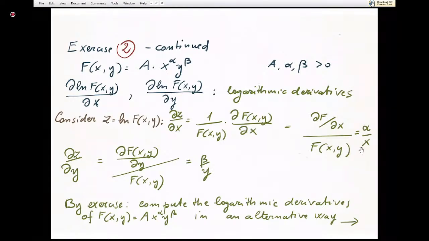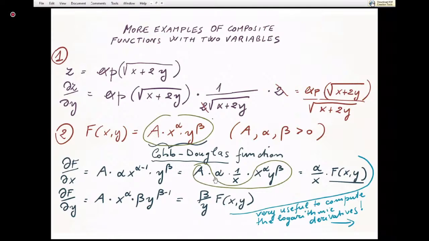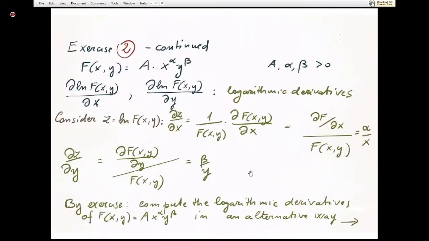Alpha over x. Otherwise, you should put in the denominator this quantity, and then simplify. But you would get alpha over x. So it's useful to keep in mind this structure already from the beginning. The partial derivative with respect to y of z, which is the log derivative with respect to y of f of x, y, is the partial derivative of f with respect to y over the function. And it is similar, beta over y.